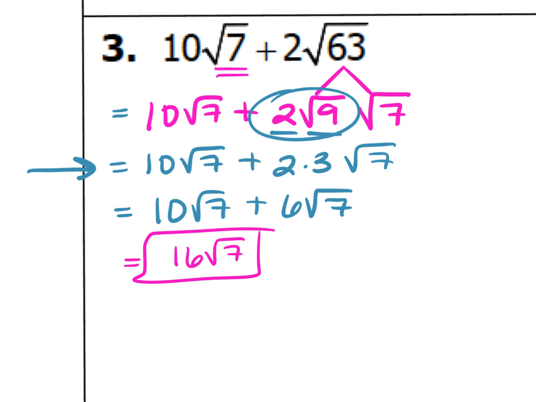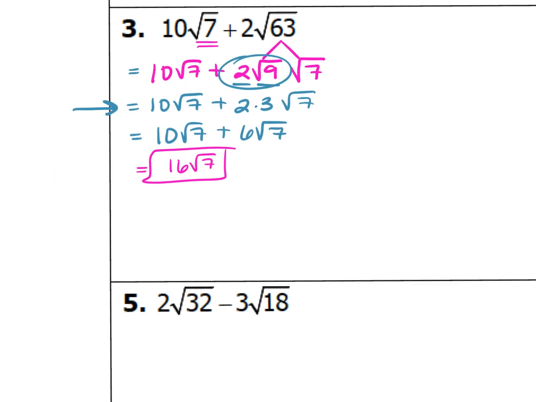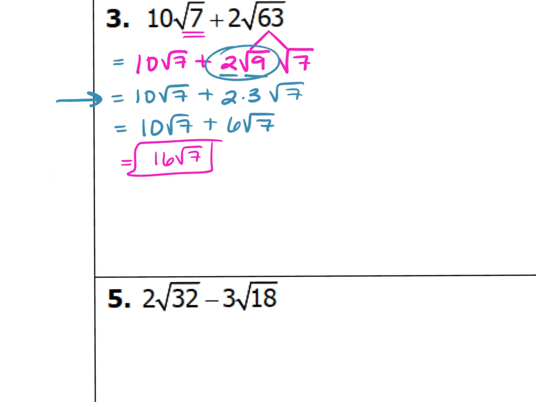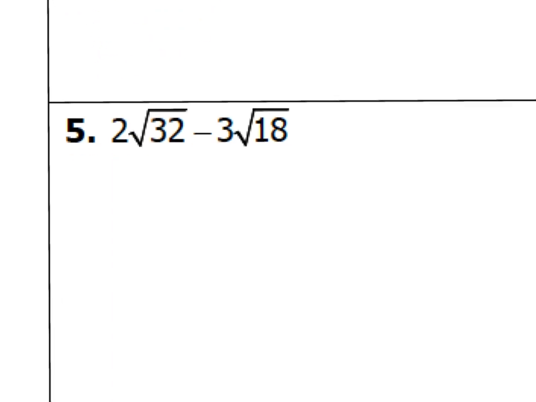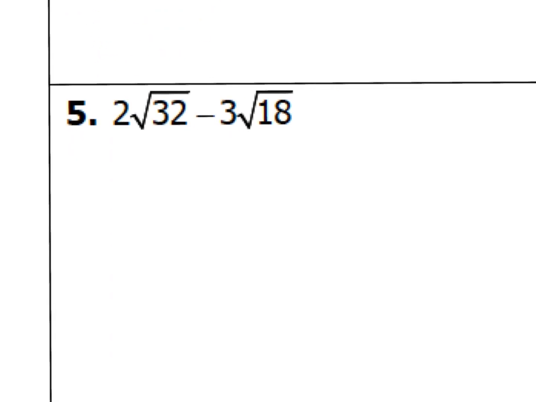Okay. I want you to try number 5. Number 5 is for sure the most involved that we've seen so far, because both those radicals are going to get broken down. So give that a go and see if you can figure out what numbers that becomes.